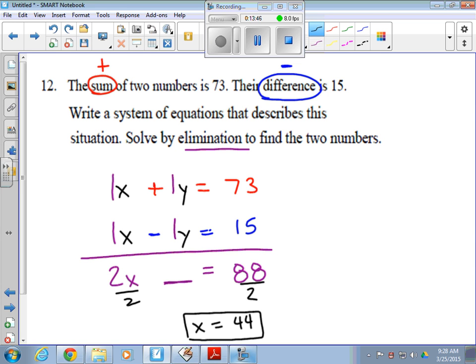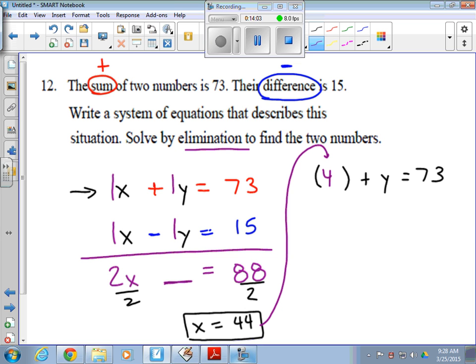Substitute that back in to find what the second value is. It doesn't matter which version you plug it into. That one looks the same as the other one. So instead of x plus y, we plug our new value for x in. Plus y equals 73. Our new value for x is 44. So 44 plus y equals 73. Undo this positive 44 by subtracting it on both sides. If you do it there, do it here.